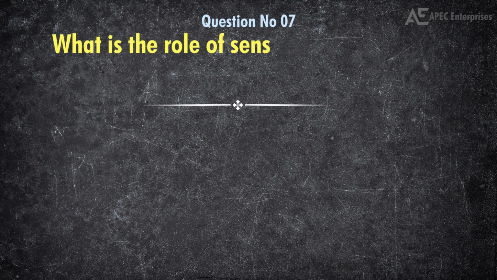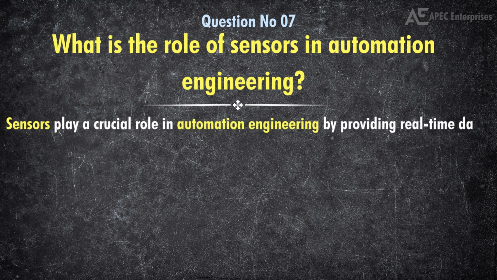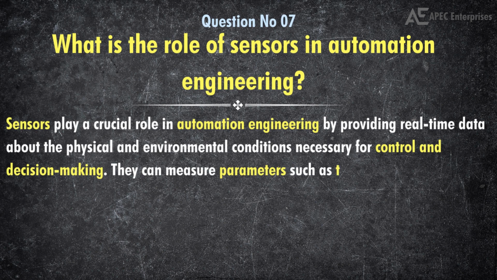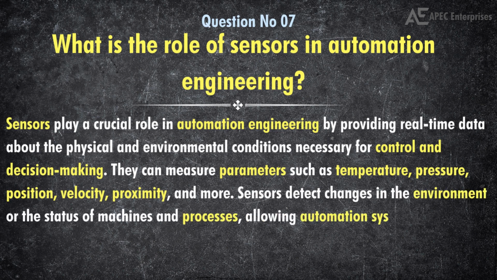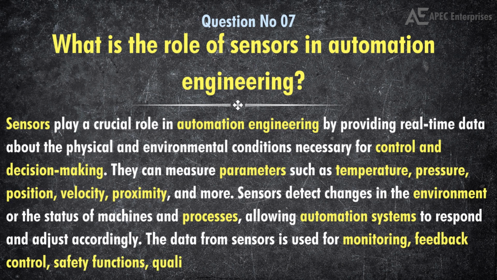What is the role of sensors in automation engineering? Sensors play a crucial role in automation engineering by providing real-time data about the physical and environmental conditions necessary for control and decision-making. They can measure parameters such as temperature, pressure, position, velocity, proximity, and more. Sensors detect changes in the environment or the status of machines and processes, allowing automation systems to respond and adjust accordingly. The data from sensors is used for monitoring, feedback control, safety functions, quality control, and overall system optimization.